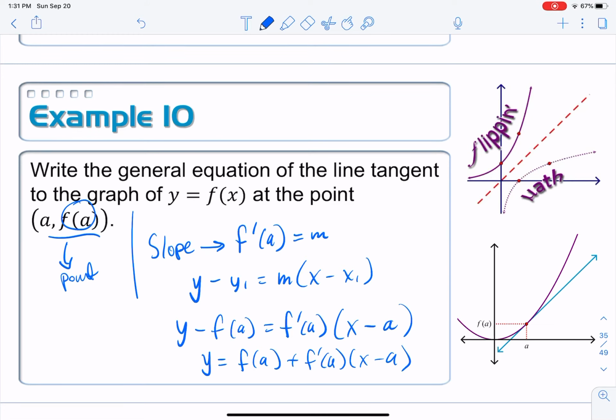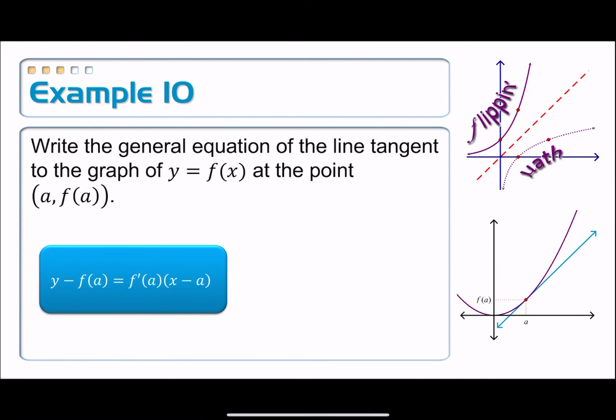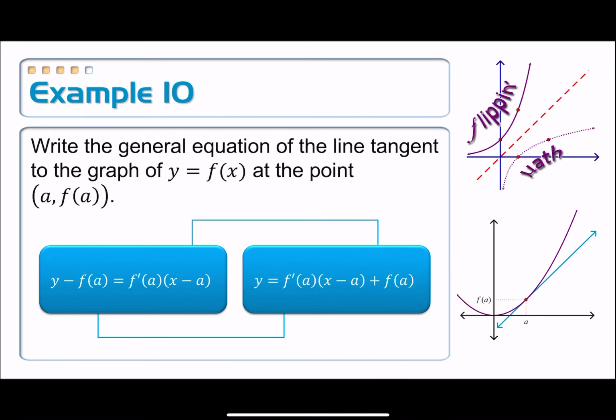All right, let me make this look a little prettier back here on PowerPoint, like so. So we got y minus f of a is equal to f prime of a times x minus a. Again, the f prime of a functions as the slope at that particular point, the slope of the tangent line there, or here it is solved for y.